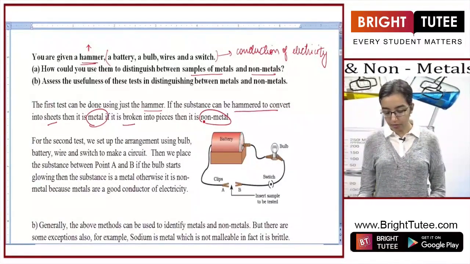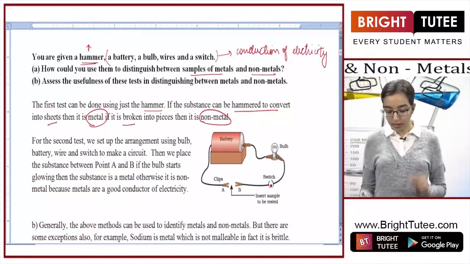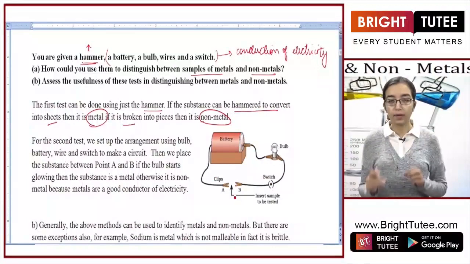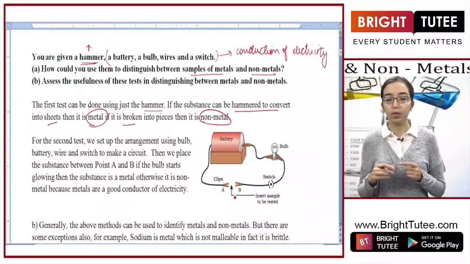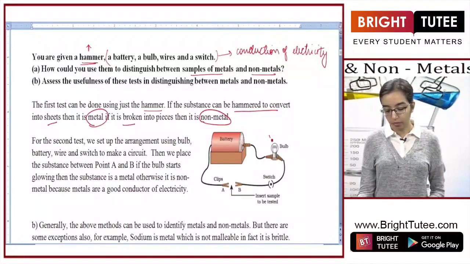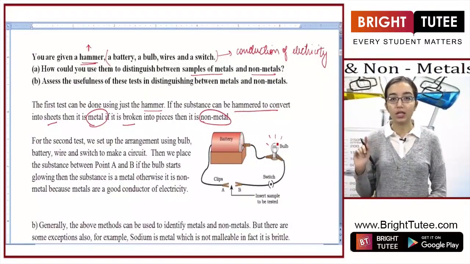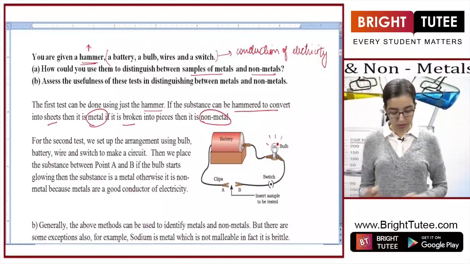For the second test, we'll have to set up an apparatus like this. We use clips, we use a battery, we have a bulb and a switch. We set up this entire structure, and in between the gap A and B here, we put in the element to be tested. So in between A and B, we put the metal or the non-metal that we have to test. If the bulb goes on, it means that electricity is being conducted in this setup, and that would imply that the element that we have placed there is a metal. If the electricity is not being conducted and the bulb does not go on, that would mean that the element is a non-metal, which is a non-conductor of electricity.